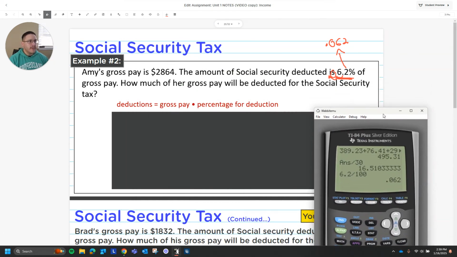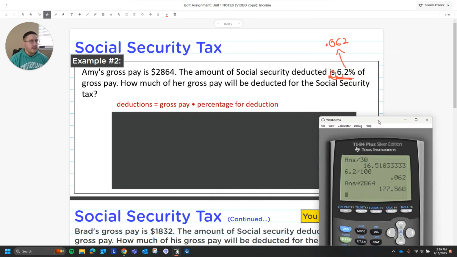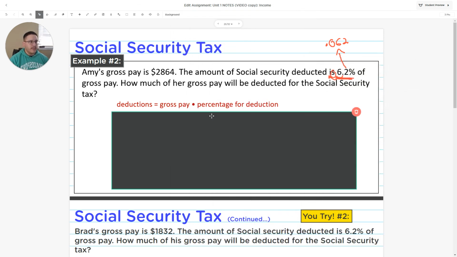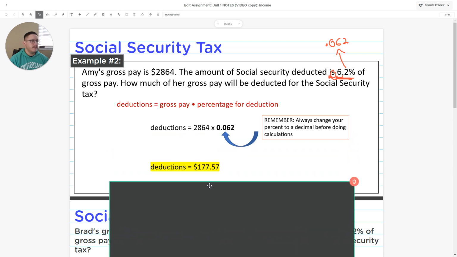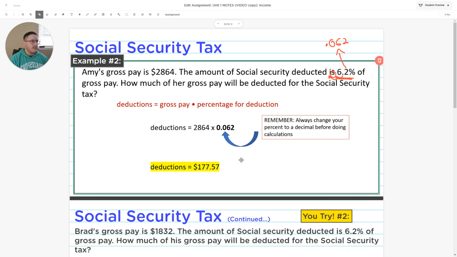We're then going to multiply that with the gross pay to figure out how much Social Security will get deducted. So 0.062 times 2864, rounded to 2 decimal places, and $177.57, if we round it, will be deducted from her gross pay. And that's it for example 2.